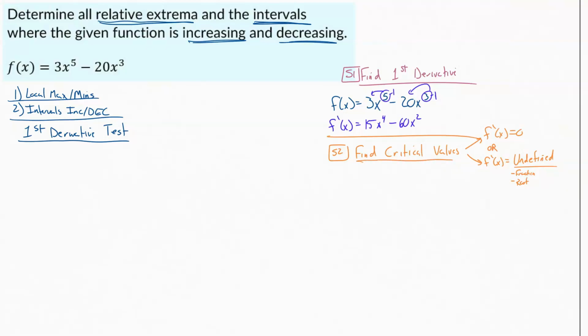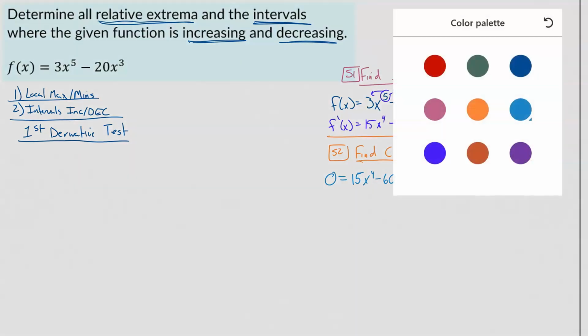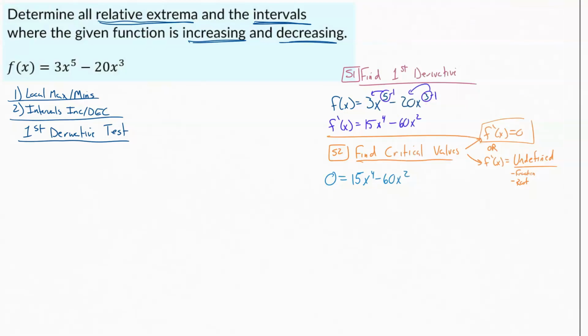For us, we're lucky. We don't have a fraction. We don't have any roots. So really, we're just going to use that f prime, setting that equal to 0. So we'll take our derivative. We'll set it equal to 0, so 15x to the 4th minus 60x squared equals 0. And then we need to solve this equation for x, so get x by itself. Anytime you've got a power of 2 or greater going on, the method is always the same for how you solve this. You would want to get this thing set equal to 0 and then factor it.